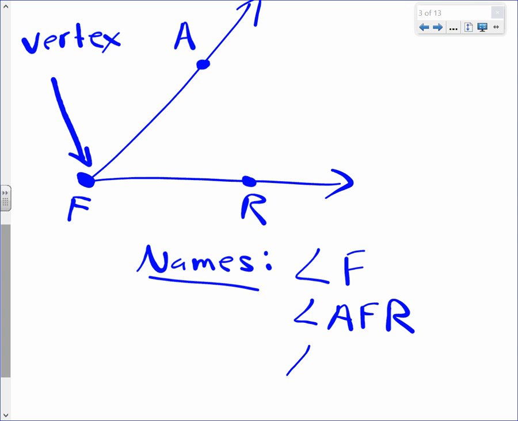Who can give me the last legitimate name using the 3-letter method? RF. Thank you, Ms. Reyes. You're the one who raised your hand. Angle RFA. 3 legitimate names. Again, I'm going to reiterate and stress, if you're going to use a 3-letter method, make sure the middle letter is the vertex, or just think about connecting the dots. RFA. It kind of outlines the angle itself. You connect the dots. Rocking and rolling. We got a vertex. We know how to name an angle.